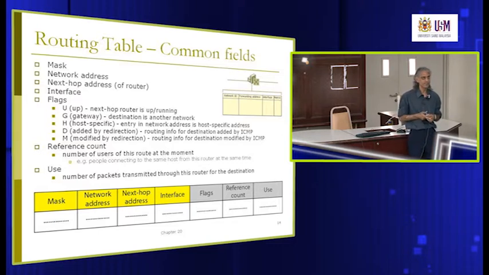So you basically keep a traffic count. You want to know how heavy this particular path is, or whether it is congested. And that's how you will make a decision about whether this particular path is congested.